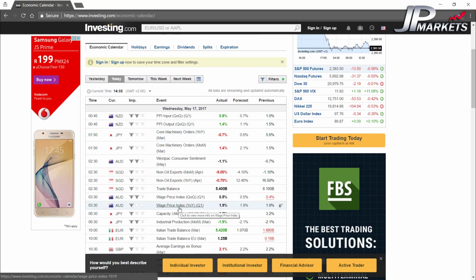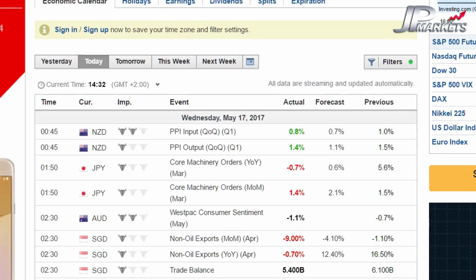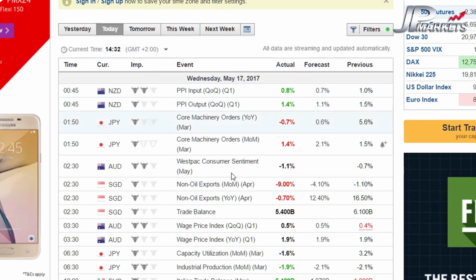Now what makes this site so nice is it lists all of the expected news events and outcomes from various countries around the world, the major currency pairs out there, and it gives us the previous value, forecast, and actual. But even better than that, it gives us this IMP, which is short for importance.